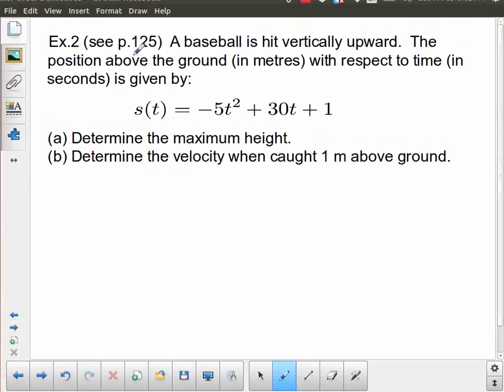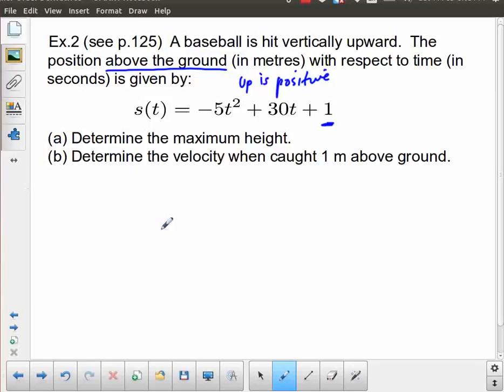Now we've got an example that I've taken from a textbook, and it's a good example because this is one that comes up quite often. I gave a sample equation a few pages ago talking about an object thrown in the air. It says a baseball is hit vertically upward. The position above the ground with respect to time is given by this equation. And it says here the position above the ground, and that tells us that up is positive. The equation tells us that up is positive as well, because you can see it has a y-intercept, or an s-intercept, that is here.